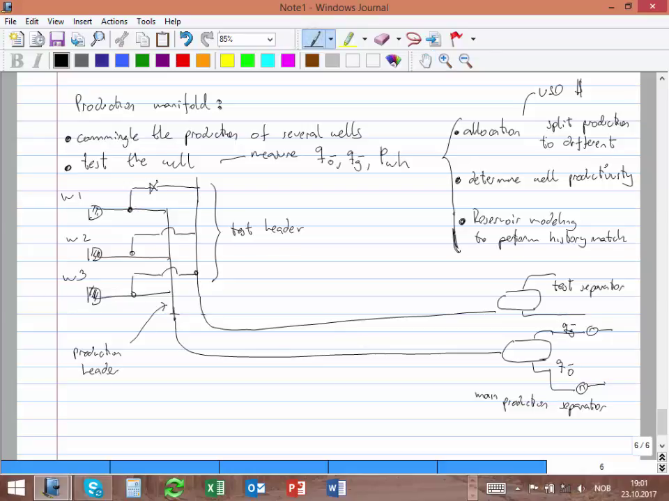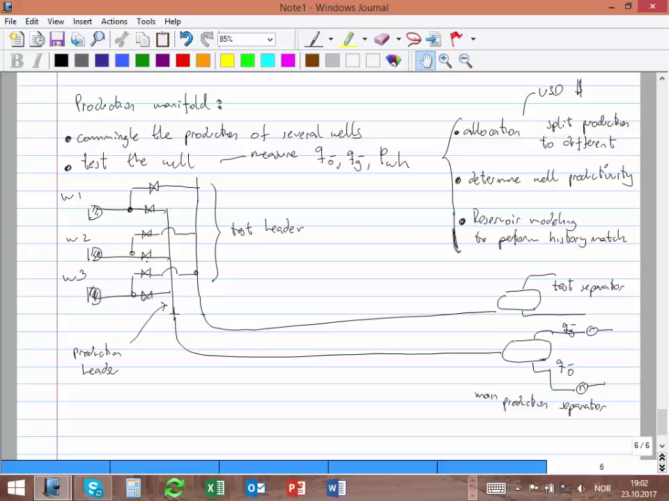We put one here and one here. One here and one here. One here and one here. Right? Yes? So if I want to send well one to the test only, what do I do? This one should be open. This one? This one? This one? This one? This one? Okay, good. Okay, very simple.